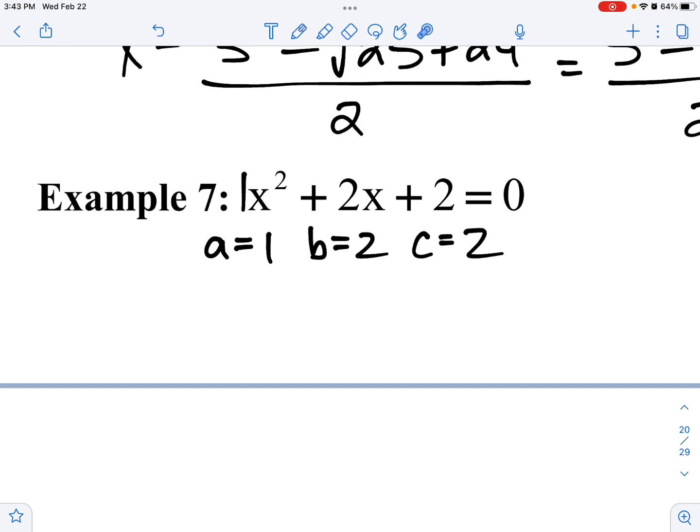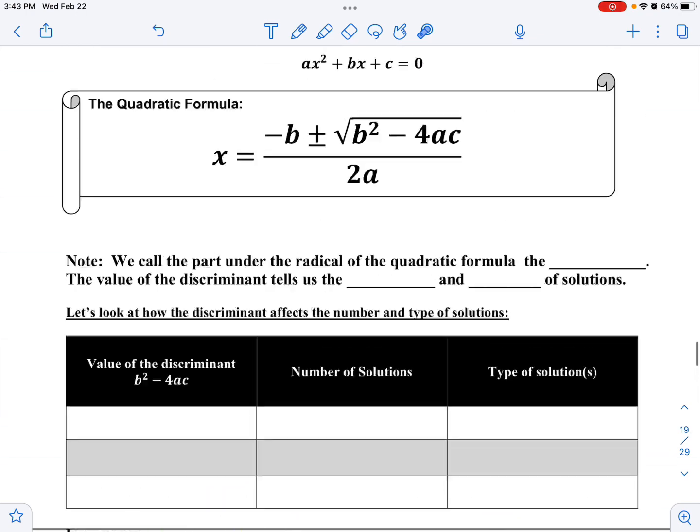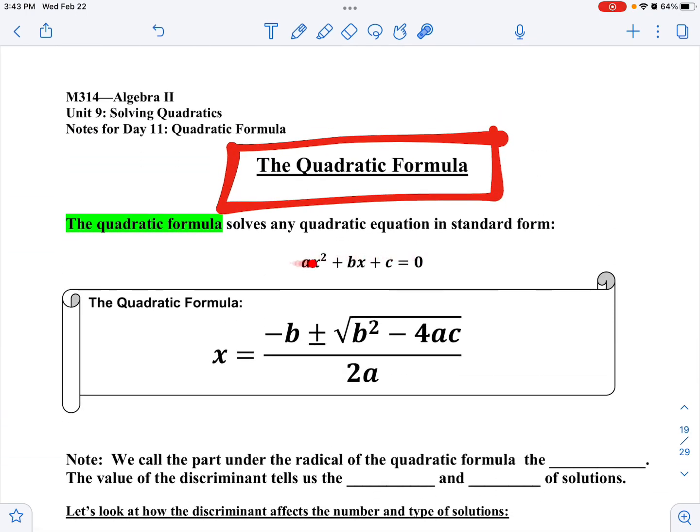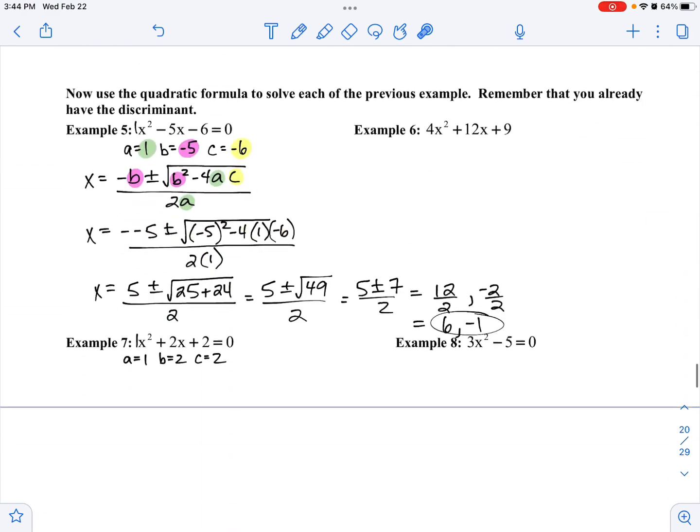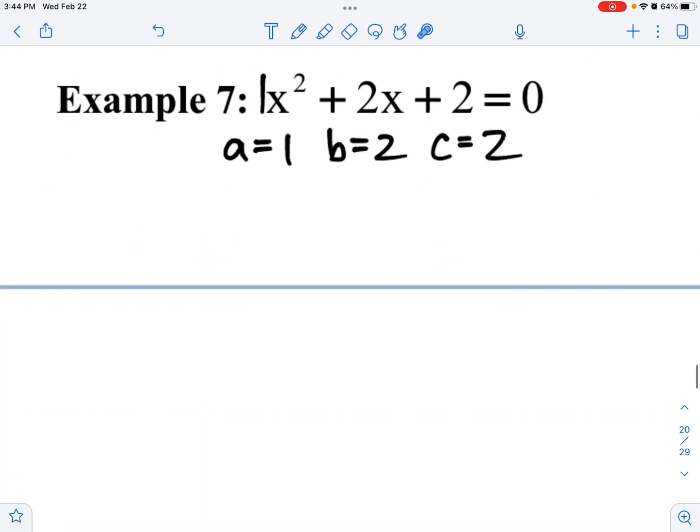Okay, so the number that's with the x squared, which in this case is a 1, that's the a. The number that's with the x is b, and the number that's by itself, the constant, is the c. I think I have that up here all the way at the beginning of the notes also. Here they are. You see how it has an a with the x squared and a b with the x, and a c is all by itself with no x? That's your a, b, and c. And that is exactly how I'm getting my a, b, and c for this problem.